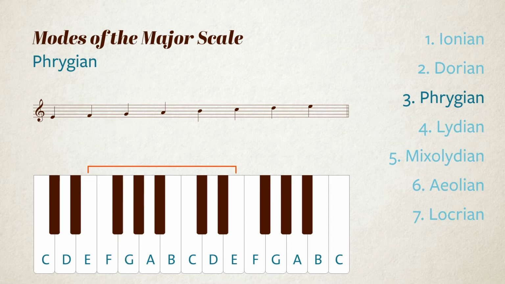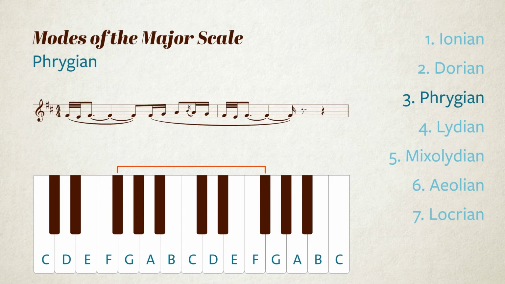You can see that minor third between the first and third notes of the scale. I was struggling to come up with a good example of a tune that uses the Phrygian mode, but try this. Here's the melody from the slow movement of Rodrigo's Concierto de Aranjuez.